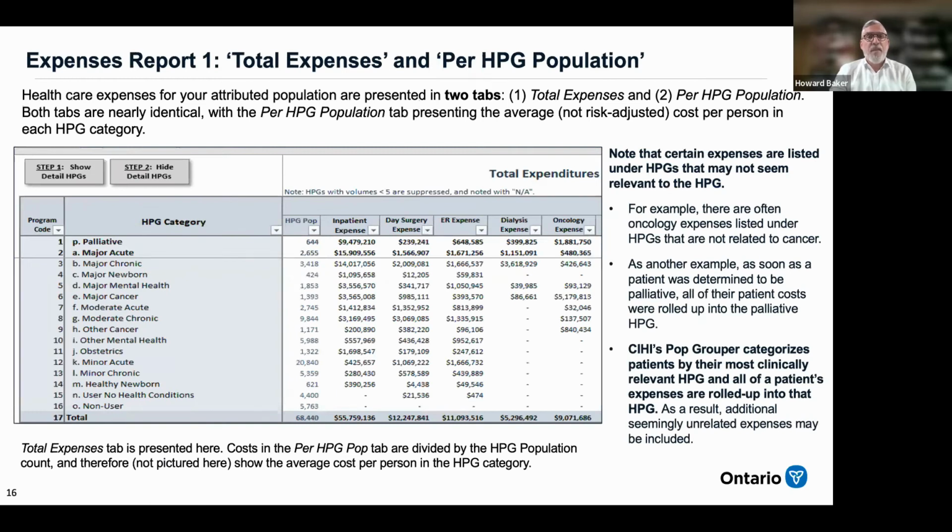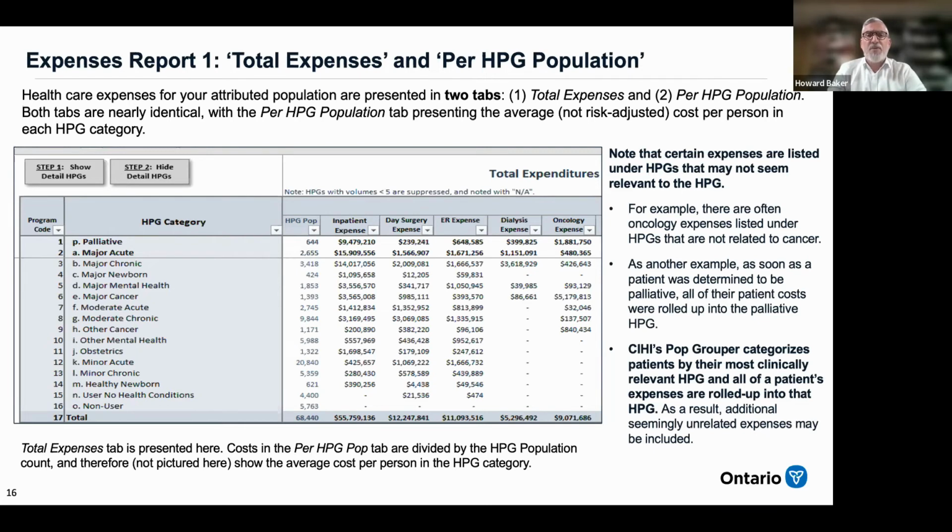Now, healthcare expenses for your attributed population are presented in 2 tabs. The healthcare expenses per year for your attributed population are expressed as either total expenses in one tab or per HPG population in the other. In the total expenses tab, you can see, as I mentioned before, the counts of your attributed population for each row, either as an HPG category or the individual HPG, depending on which view you're looking at, and the total costs associated with that population count.